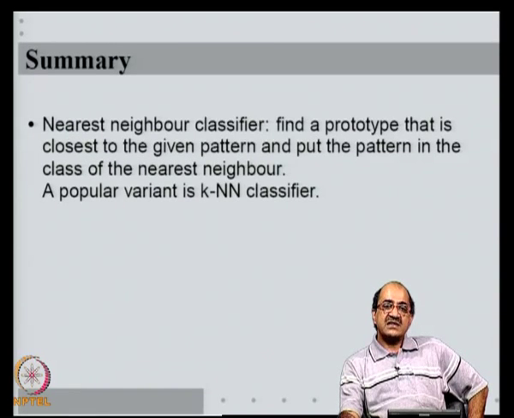Nearest neighbor classifier is another approach to classifier design. Nearest neighbor classifier is very simple. It simply says find a prototype that is closest to the given pattern and put the pattern in the same class as the nearest neighbor. A variant is KNN. Instead of finding one closest neighbor, you find k closest neighbors and put the pattern in the class of the majority class.